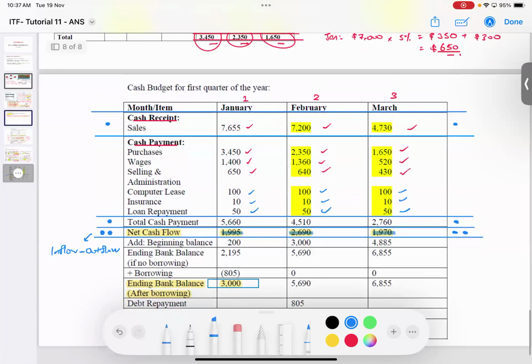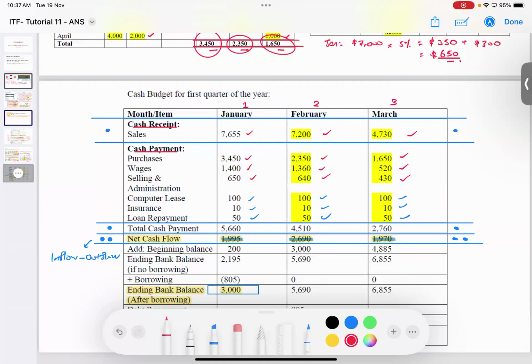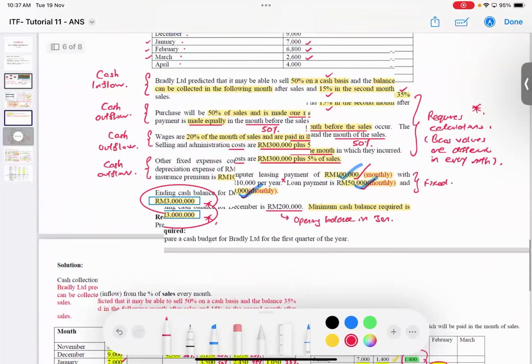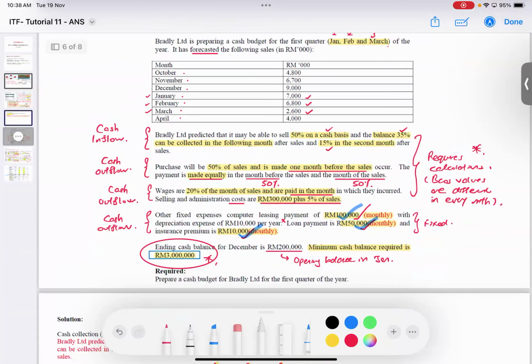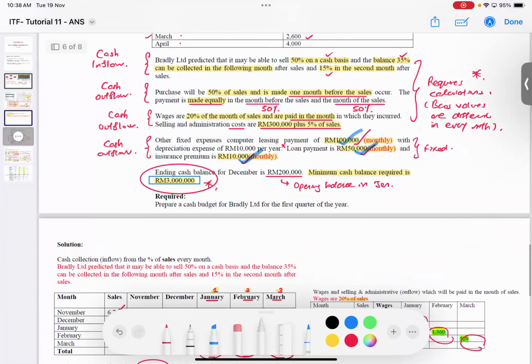Then you will need to have the bottom parts here. First of all, you must have the beginning balance. Beginning balance is given by the question already, 200,000. Now you add it up. This is your ending bank balance, right? But this falls short, because now you need 3 million for every month, but you're short of it.